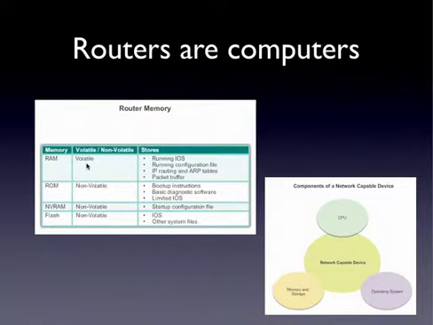Some of these are volatile. Well, only this one is volatile, and these three are non-volatile, which means that volatile memory is lost when power is lost.